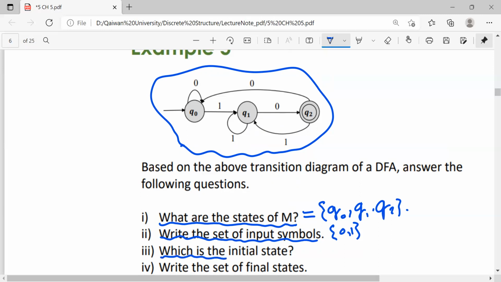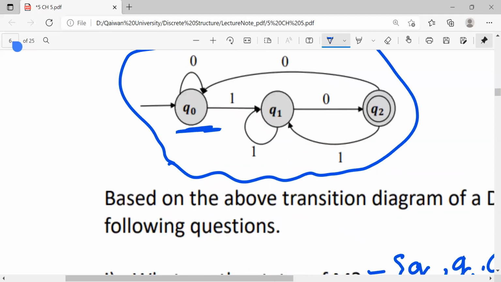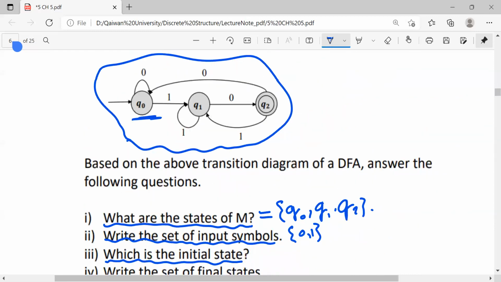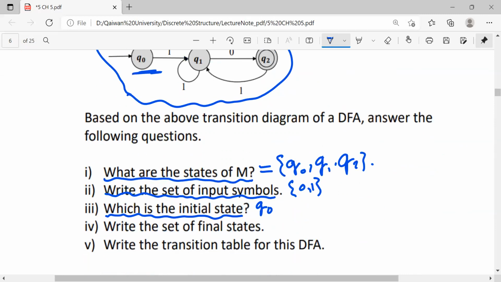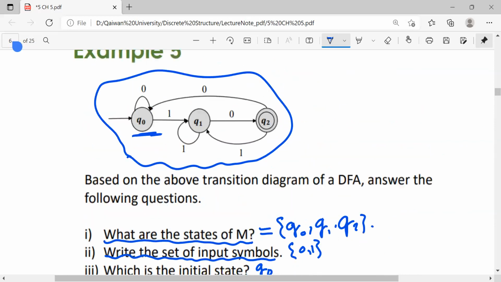And it says, which is the initial state? Q0 or Q1 or Q2? Which of these is the starting state? Q0. As you see, we have this arrow. It means it's like an entrance, so it's the starting point. The initial state is Q0. And it says, write the set of final states. We have only one final state, which is Q2, because we have double circles around only Q2.